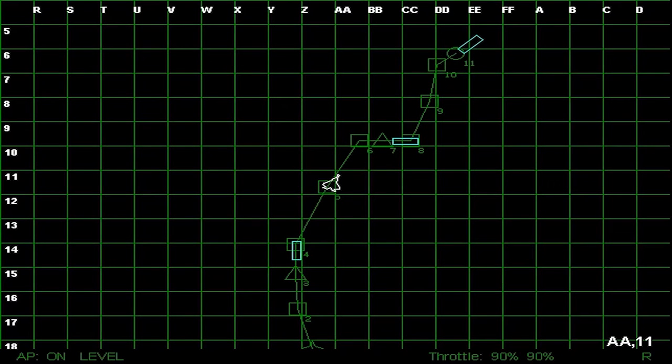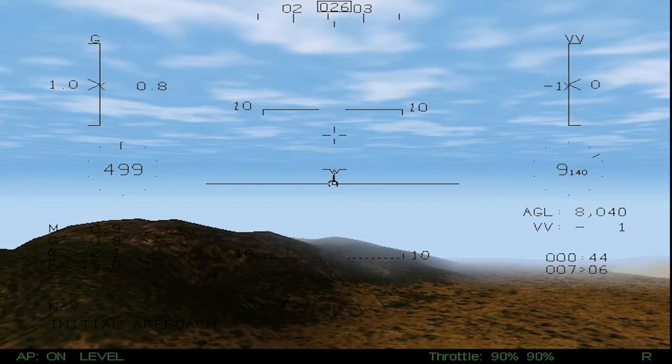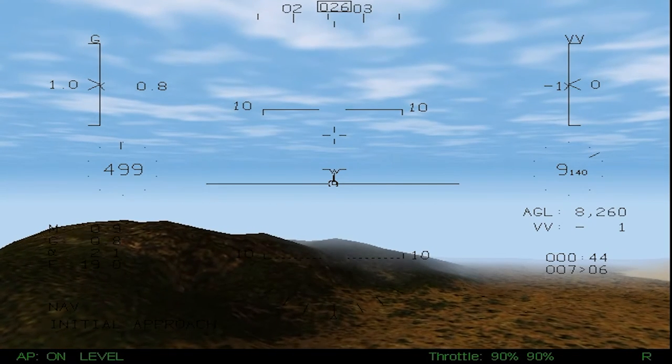Remember, you want your altitude at about 5,000 foot AGL and your airspeed around 300 knots when you reach your initial approach point.